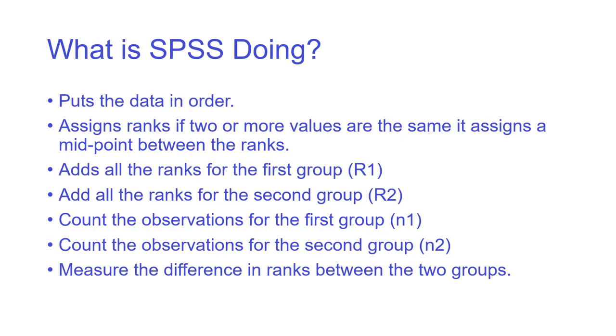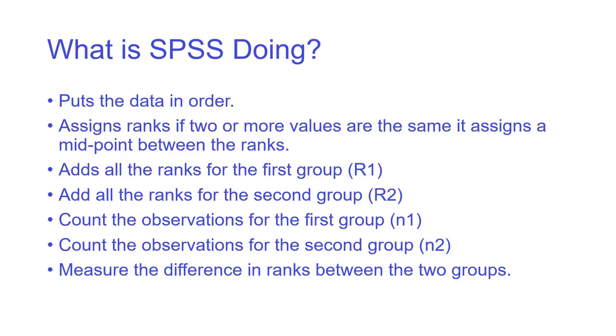If you have 2 or more values that happen to be the same, then it's going to assign a midpoint for the ranks. So if the 5th and 6th values have exactly the same number, then it will give 5.5 to both of them. You then figure out the total sum of the ranks for every one of the data points in the first group, and the total sum of the ranks for all the data points in the second group. You count the observations for the first group, n1, and for the second group, n2, and you look at the difference in the ranks between the 2 groups.